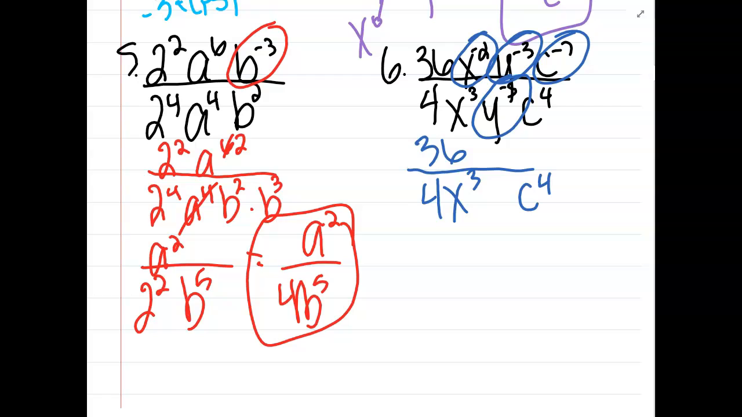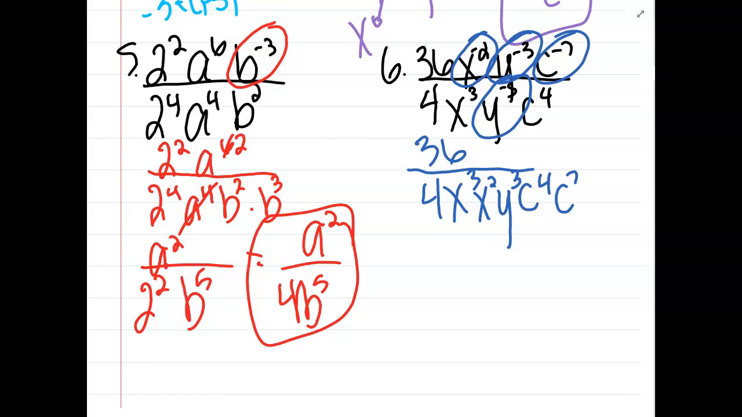Now, I did circle the x in the numerator. So that x to the negative second comes down to the denominator. The negative 2 becomes a positive 2. The y to the negative third is going to become a y cubed in the denominator. And then that c to the negative 7 comes down to the denominator. The negative 7 becomes a positive 7.